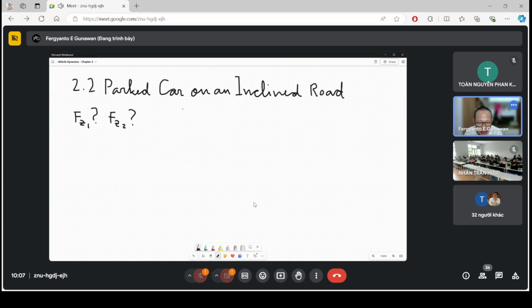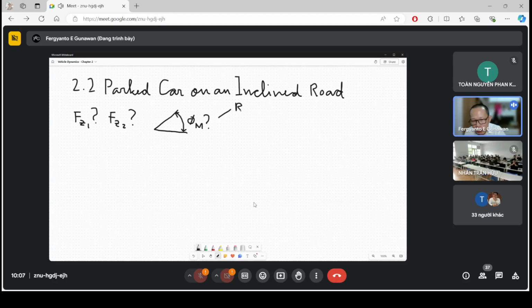The next thing is we also would like to know what the angle is here. What is the maximum angle at which we can park our car? We would like to know the maximum angle we can park the car without sliding. And in this case, we are going to discuss a number of cases.